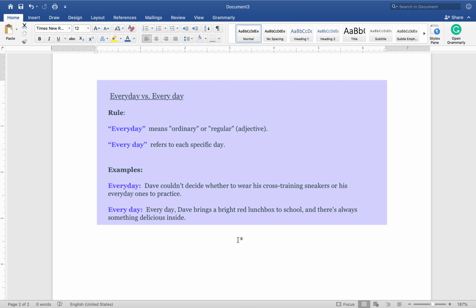You can see how these words are doing different jobs. If I came back up to this sentence and said, or his every single day ones, it doesn't necessarily make as much sense as just saying his ordinary ones. The same way we wouldn't say regular, Dave brings a bright red lunchbox. So if you sub in the different definitions, that can make these make a little bit more sense.